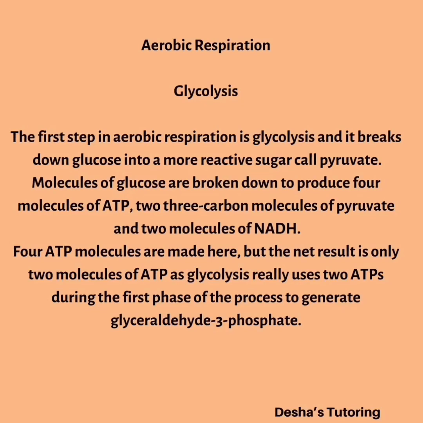Molecules of glucose are broken down to produce 4 molecules of ATP, 2 3-carbon molecules of pyruvate, and 2 molecules of NADH. 4 ATP molecules are made here, but the net result is only 2 molecules of ATP, as glycolysis uses 2 ATP during the first phase of the process to generate glyceraldehyde 3-phosphate.